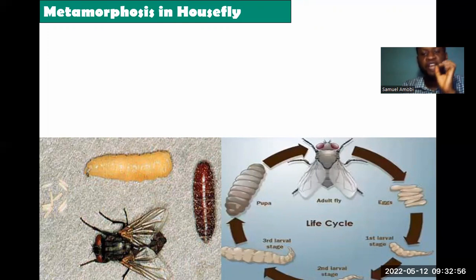Now, the majority of flies go through complete metamorphosis. Okay, majority of flies, dragonfly, housefly, this fly, that fly. So they go through complete metamorphosis. Okay, so that's for the housefly.